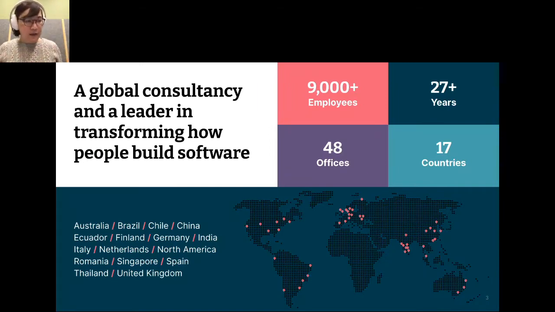A little bit about ThoughtWorks. This is not a sales presentation, but I will introduce my company briefly. We're a global software consultancy. A lot of the work that we do is trying to change the way that people think about software and how people build it. We are now spread across the globe in 17 different countries, and we've been doing software development and transformative work for almost 3 decades now.